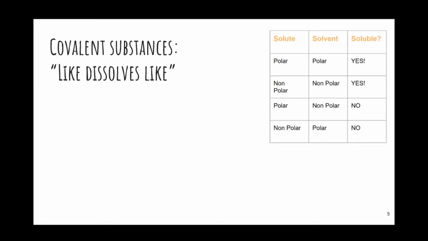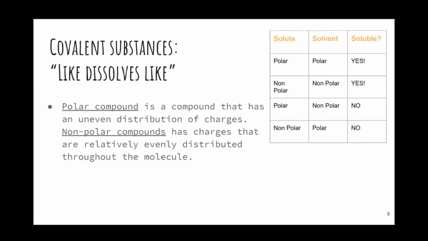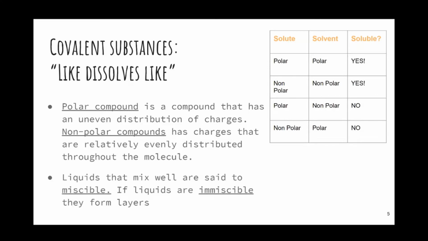And what that means is that a polar compound is a compound that has that uneven distribution of charge, and we've actually looked at this especially when we've looked at molecular geometry. And non-polar compounds have charges that are relatively evenly distributed throughout the molecule. So liquids mixed well are said to be miscible. If liquids are immiscible, they form layers.